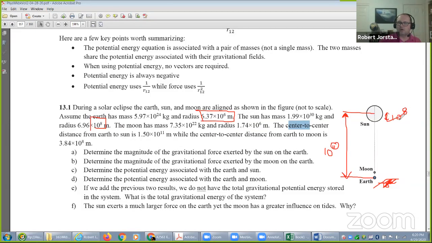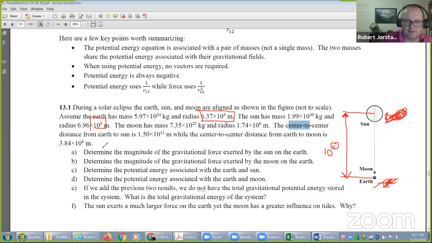So we can ignore the size of these things if you really want. You can think of the sun as a point particle. You can think of the Earth and the moon as point particles for this problem. Obviously, don't consider the Earth a point particle if you're walking anywhere on the Earth. But when you're doing astronomical problems, the sizes and the distance between things are crazy large.